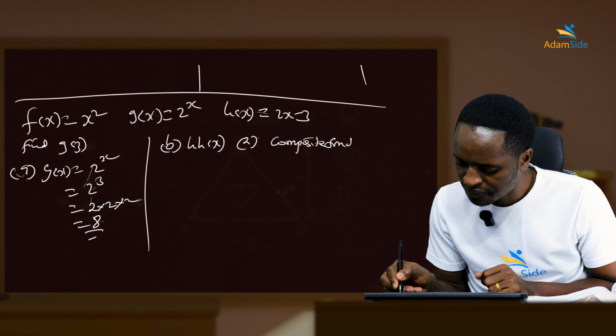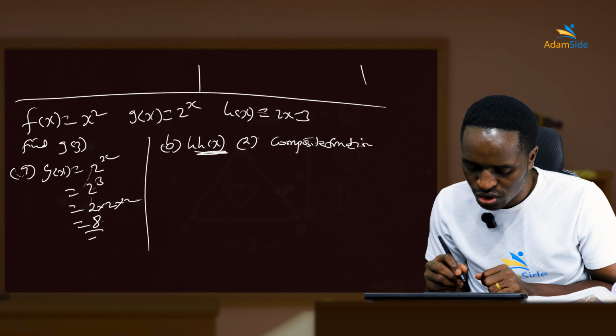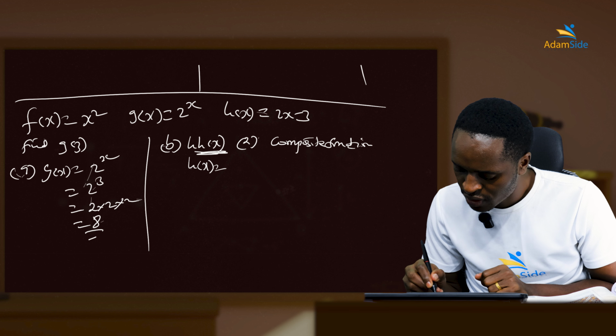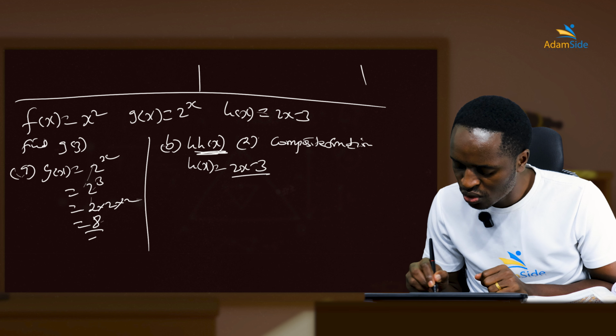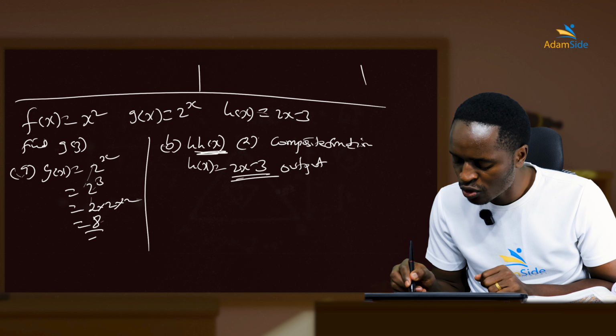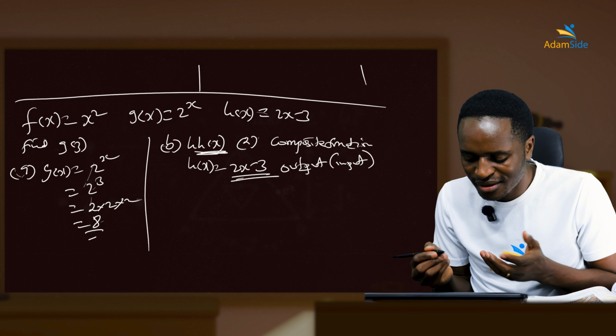This is composite function. So they want you to find h of x first. You know h of x. What is h of x? h of x is equal to 2x minus 3. So they want you to use this expression as output as input in the same function h of x. It's simple.